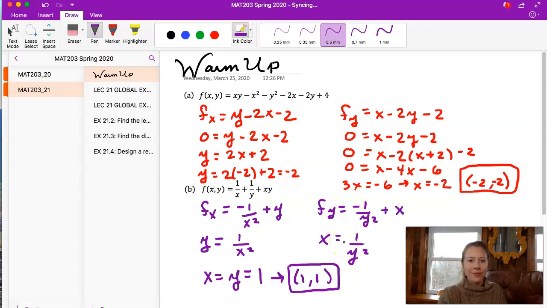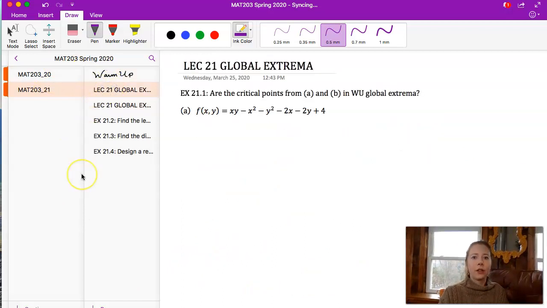So far, so good, hopefully. Let's move on to our new topic, the global extrema. Now that we have these critical points, how do we figure out if they're global maxes or global mins? We are going to work from our functions from the warm-up and figure out if our critical point from the warm-up is a global max or global min. For our first one right here, our critical point was minus 2, minus 2.